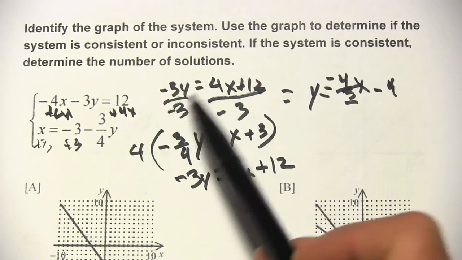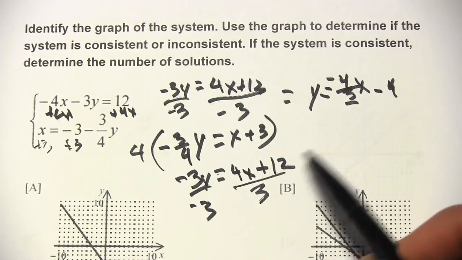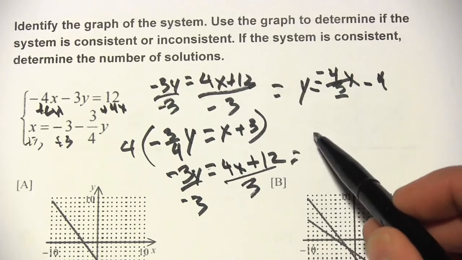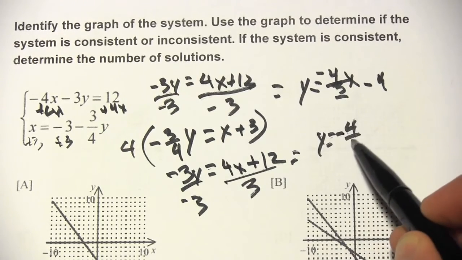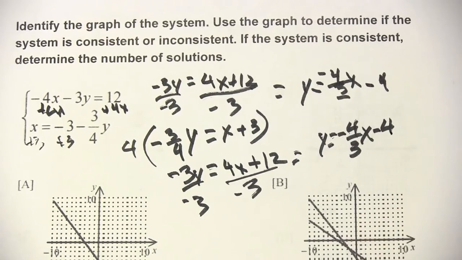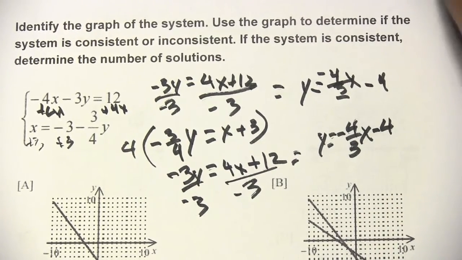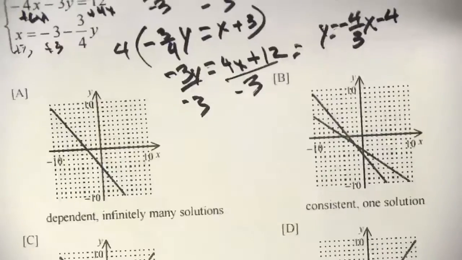And already you can see I'm in that same situation I was in before. Divide by negative 3. I'm going to get the same thing. So I'm going to get y equals negative 4/3 x minus 4. So our equations are the same. They are dependent. That means there are infinitely many solutions.